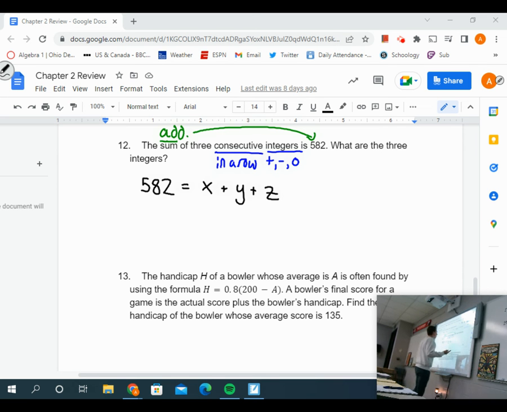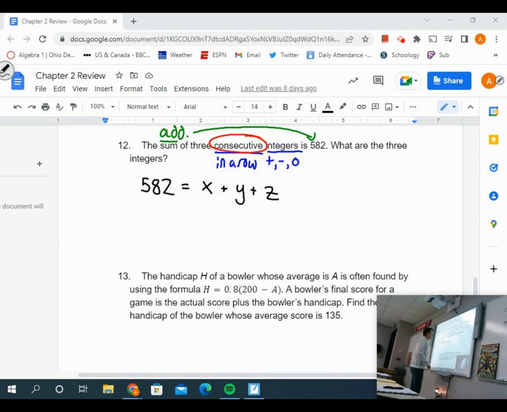We don't know how to solve the problem at this point because we have three variables. And no matter how I move them around, I'm never going to be able to say x equals this number, y equals that number. We need to rewrite the equation so that we only have one variable. This is where the word consecutive becomes very key. What do I know about consecutive numbers? Well, the answer couldn't be, say, 3, 7, and 12, not just because they don't add to 582, but because those numbers aren't in a row.